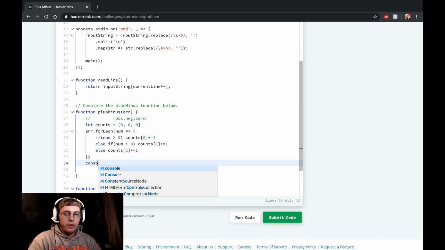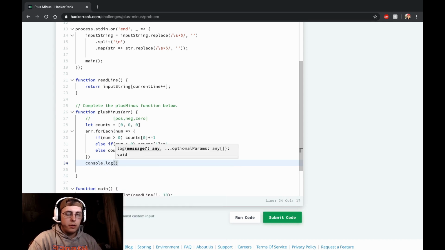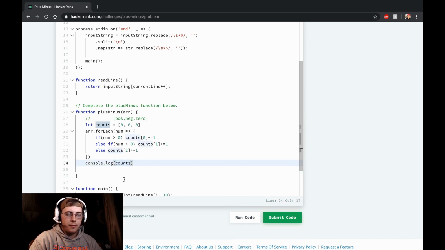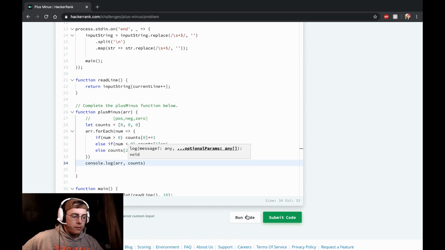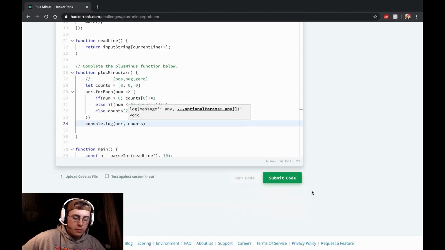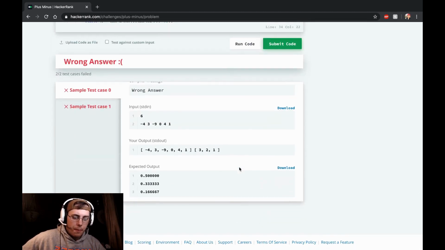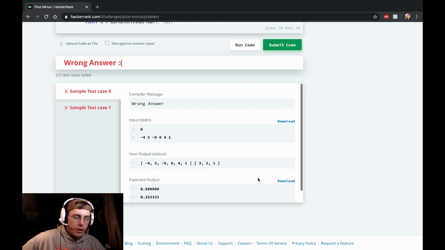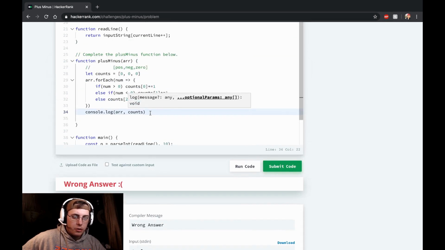Now if I console log counts, let's see what happens. Actually, I want to console log the array and counts. Let's run code. Here's the array and here's counts: 3, 2, 1. So positive, there's 1, 2, 3. Negative, there's 1, 2, and then 1 zero. So yeah, that's working like it should.